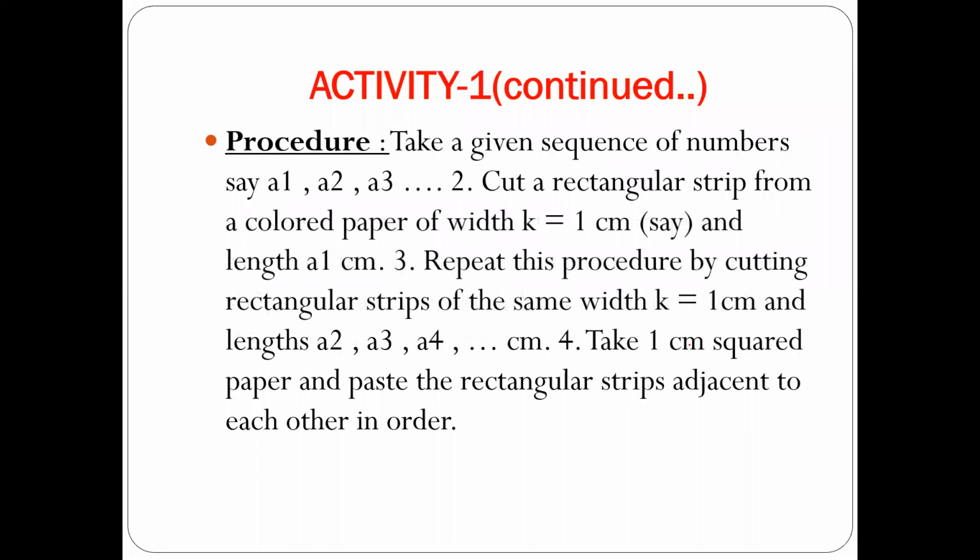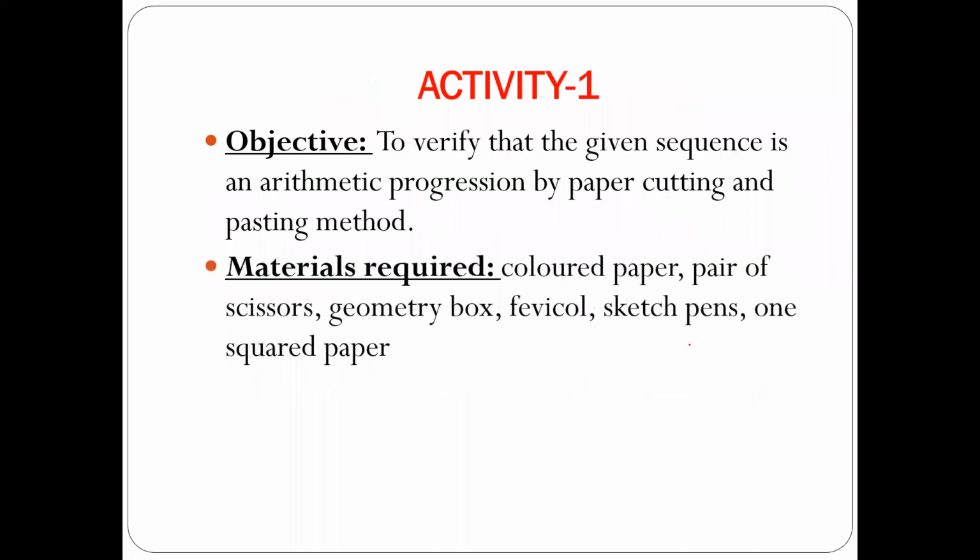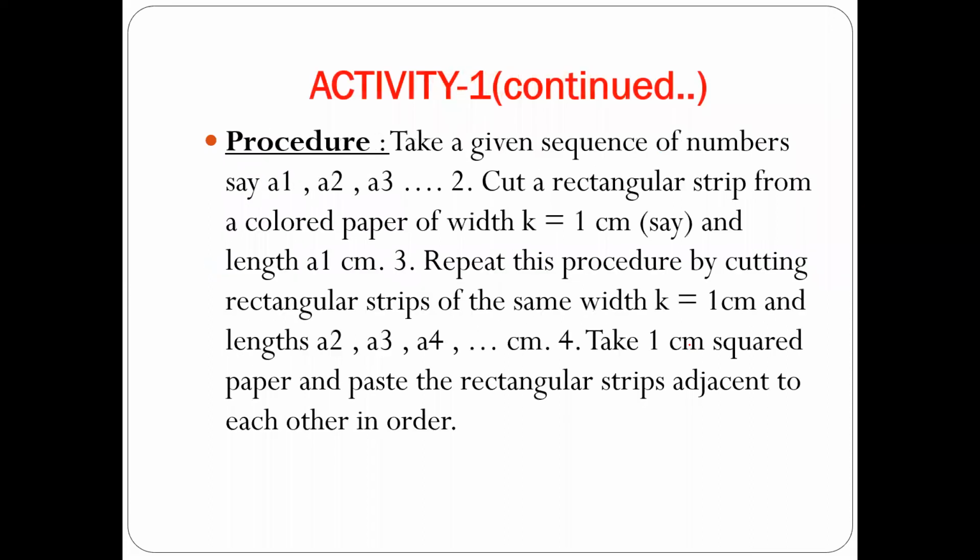What do we do? Objective: to verify that the given sequence is an arithmetic progression by the paper cutting and pasting method. Material required: color paper, pair of scissors, geometry box, Fevicol, sketch pens, and one square paper. Procedure: take a given sequence of numbers, say A1, A2, A3. First we arrange the paper such as A1, A2, A3.